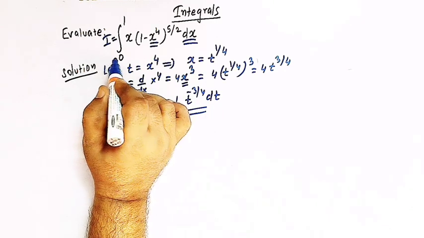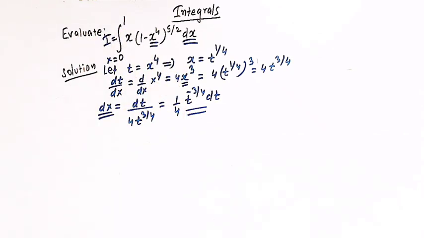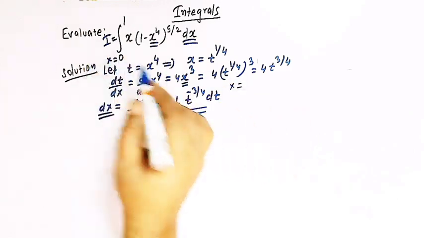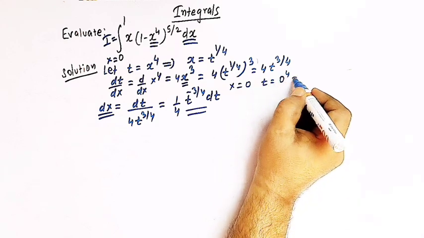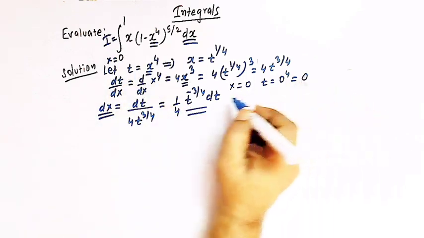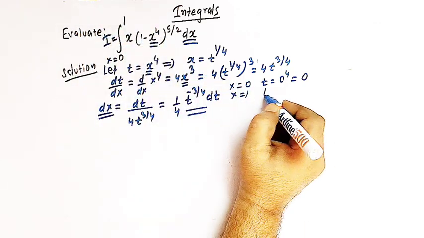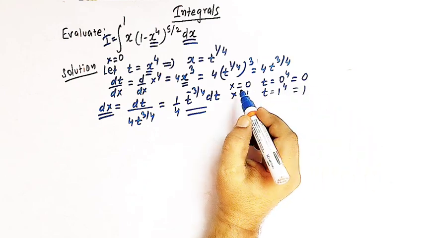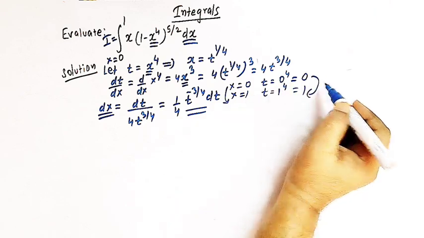Now the limits of integration vary from 0 to 1, so let us change the limits accordingly. When x is equal to 0, which is the lower limit, t is 0 raised to 4, so t is 0. When x is equal to 1, the upper limit, t is 1 raised to 4, that is simply 1. So when x goes from 0 to 1, t goes from 0 to 1.